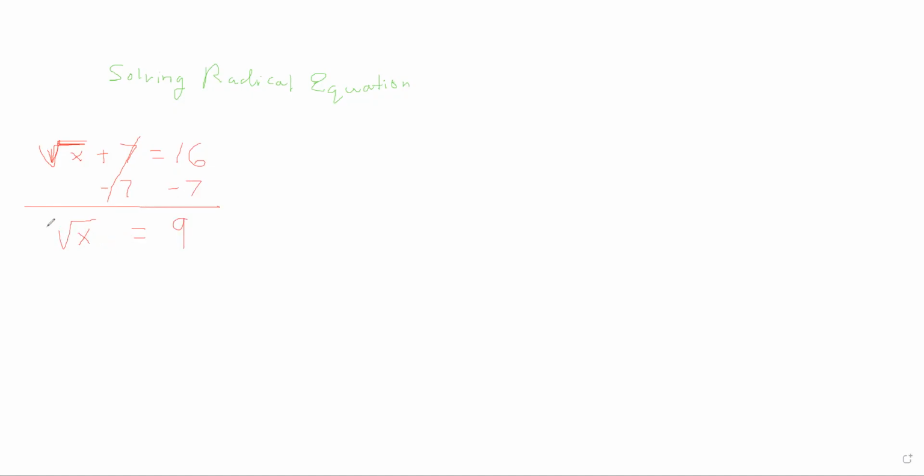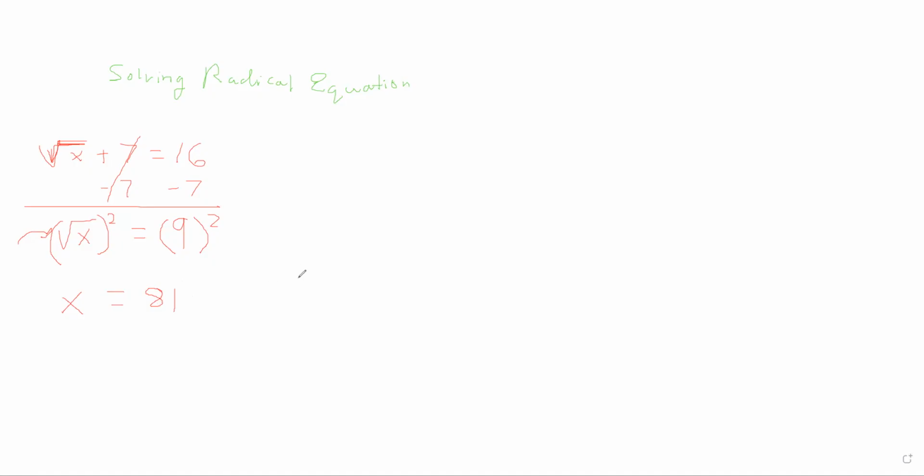Now our next step is we need to remove this radical symbol. The only way to do this is to square it. We need to square it, but because it's an equation, we also have to square the 9. Once we square it, this becomes x, and this becomes 81. So the answer here is x is 81.